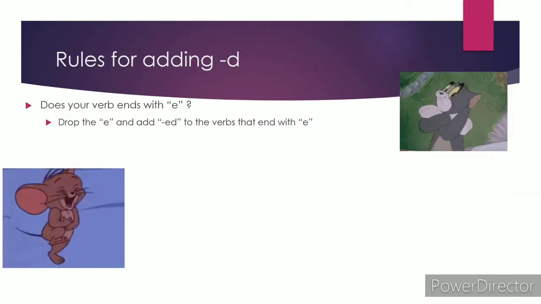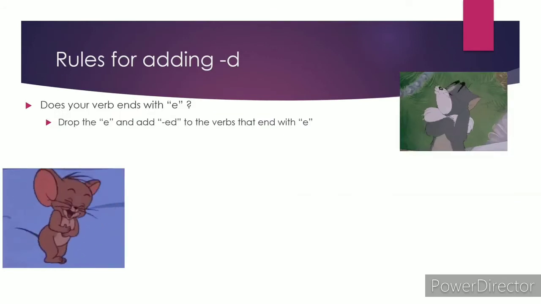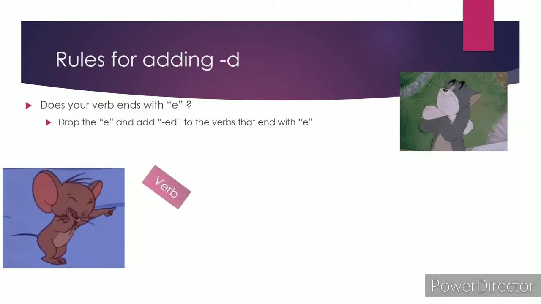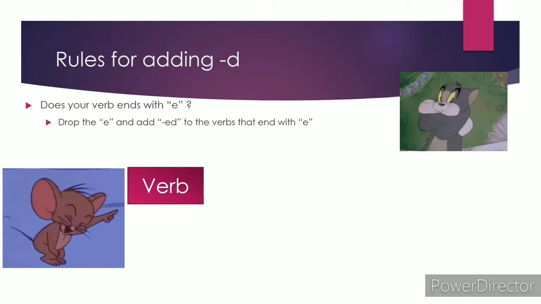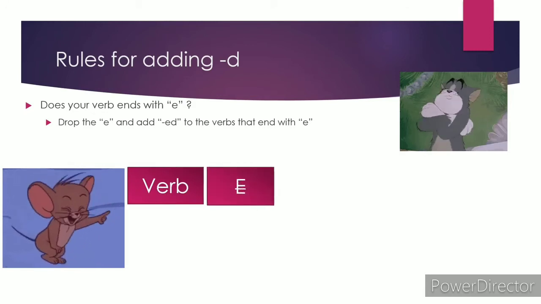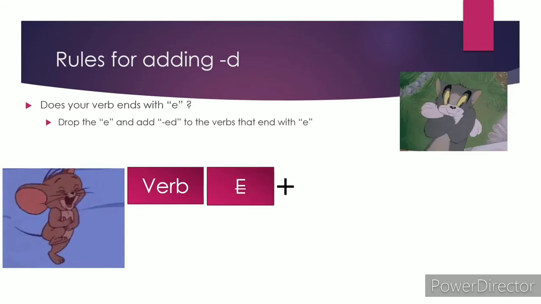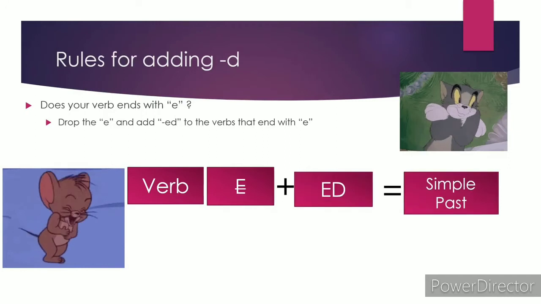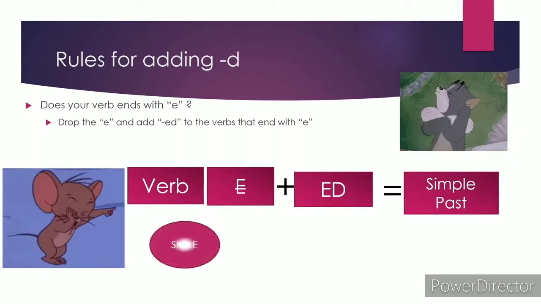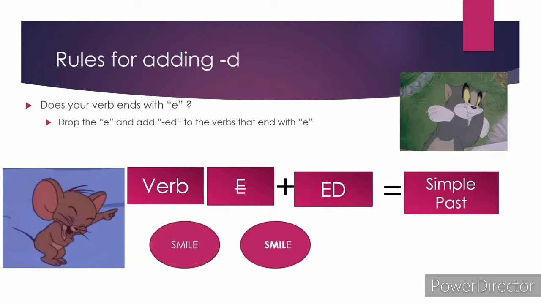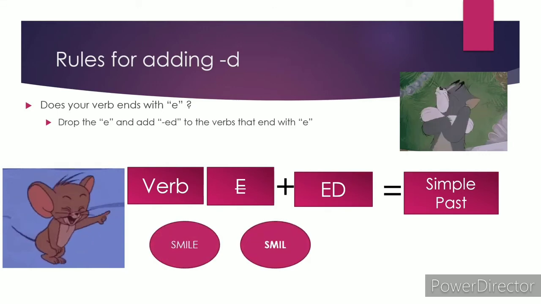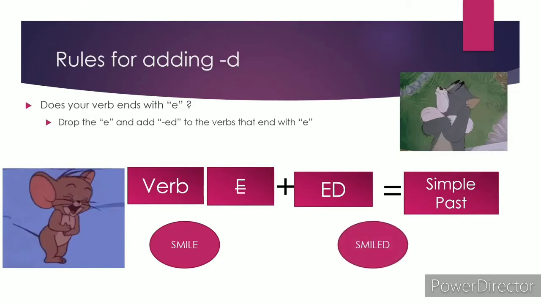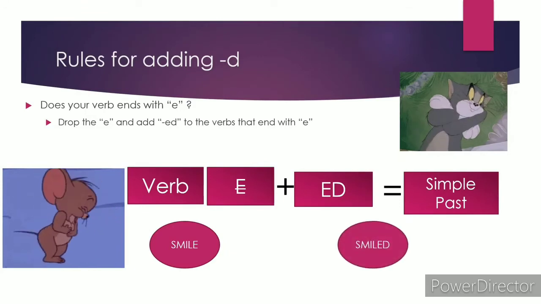Rules for adding d. Does your verb end with e? Here, drop the e and add ed to the verbs that end with e. Verb, drop the e plus ed will give us the simple past tense. Examples: knock, smile.